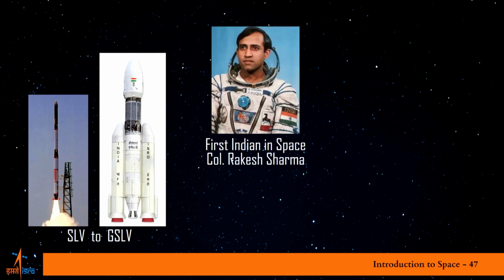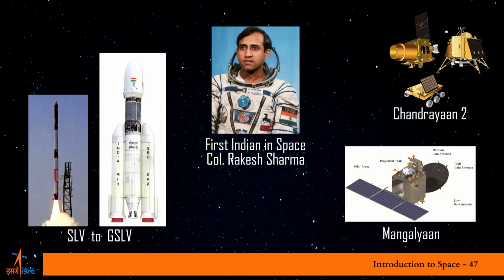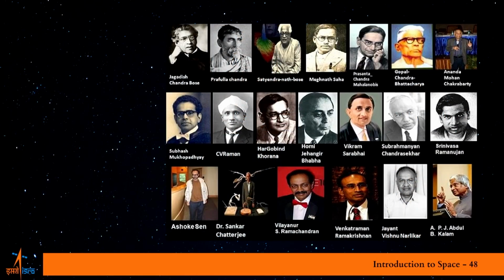ISRO has sent the first Indian cosmonaut, Colonel Rakesh Sharma, to space in 1984 on a Soviet Union launch vehicle. ISRO has made its name worldwide through a few programs like Chandrayaan, Mangalyaan, and broke the record by launching 104 satellites on a single rocket. Currently, ISRO is working on Gaganyaan, Chandrayaan 3, NISAR, and Aditya L1 missions.